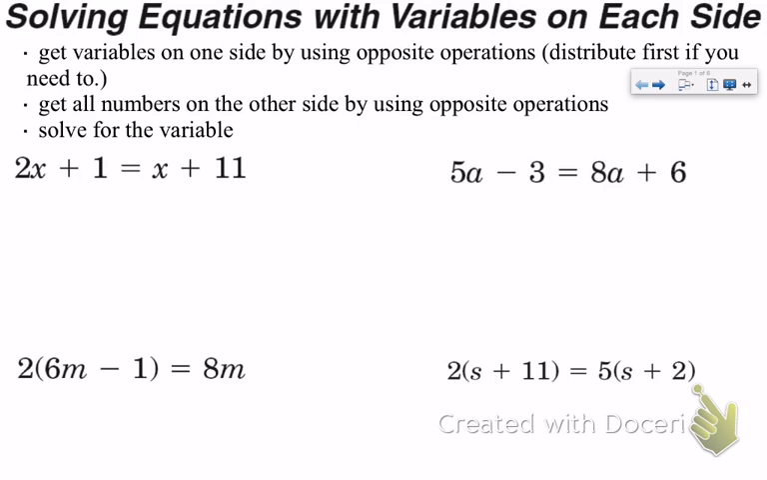So if you guys look at the first one, we have a 2x on one side and an x on the other. Because this is a positive x, there's not a negative sign in front of it. In order to move that, we need to do the opposite operation. The opposite of addition is subtraction. So if we subtract an x, we need to subtract an x from the other side. So we get 2x plus 1 minus x equals x minus x is 0 plus 11.